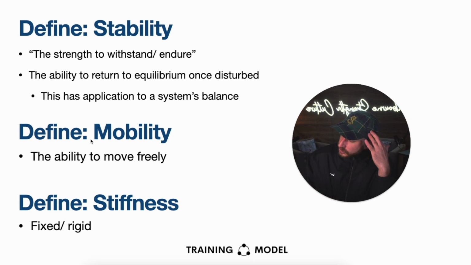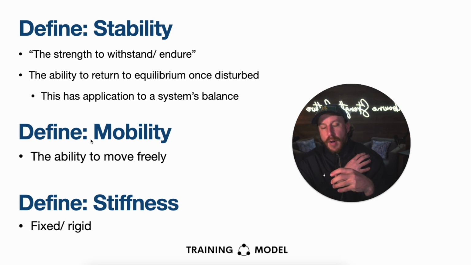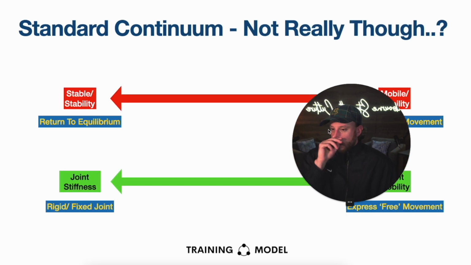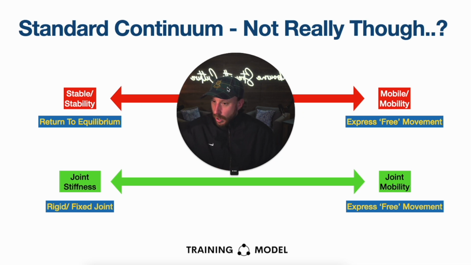Whether it's a central nervous system protection-based thing, a past injury that's caused scar tissue that's limited range of motion, or maybe a bone formation change that is blocking a range of motion, these are all things that stiffen up a joint. So if we wanted to put these things on a continuum, it's not mobility and stability, because mobility is to express free movement. Stability is just this ability to return back to equilibrium. So I don't think that's the continuum. That's why it's in red. What is the continuum, if you wanted to place these things on one, is joint mobility at one end and joint stiffness at the other end.